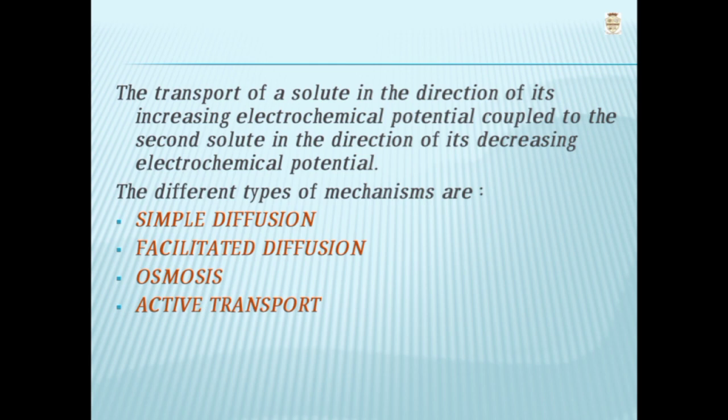We all know that solutes need to be transported. In most cases, the transport is in the direction of its increasing electrochemical potential, coupled to a second solute in the direction of its decreasing electrochemical potential. So, we are going to discuss four types of mechanisms. They are simple diffusion, facilitated diffusion, osmosis, and active transport.